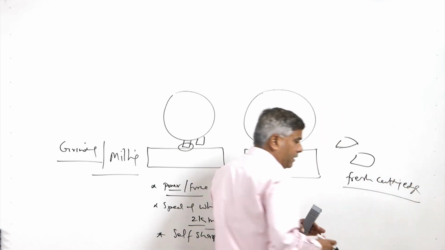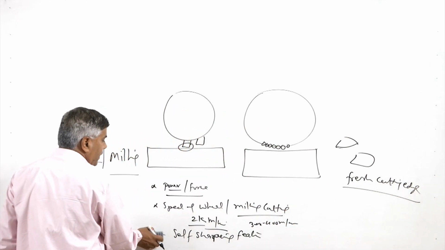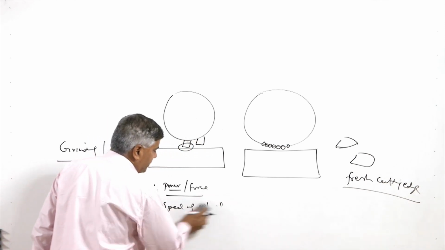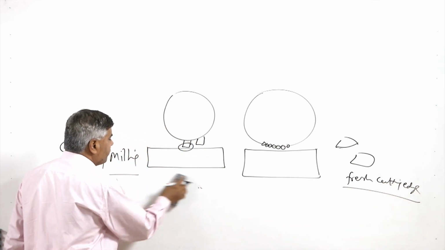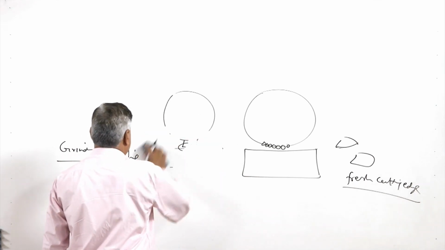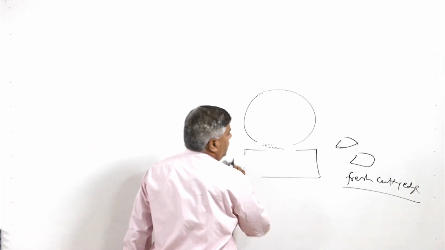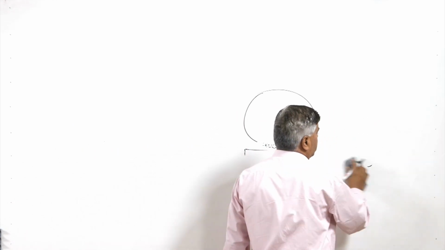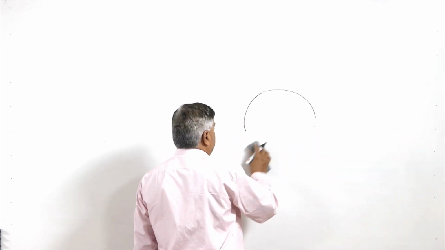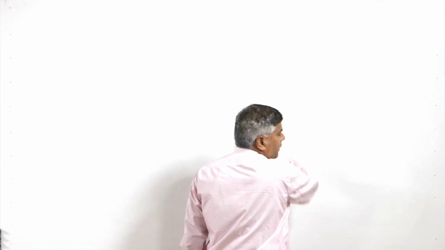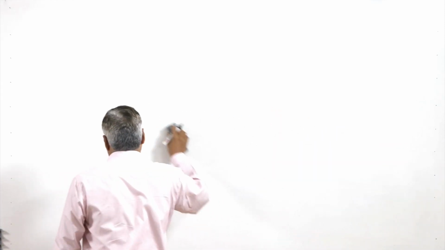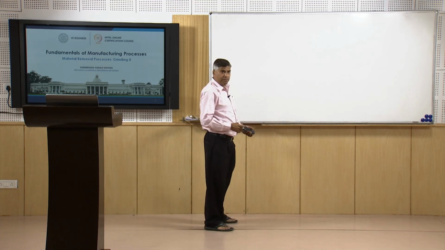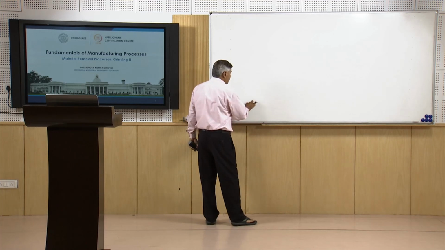So, that in turn helps in improving the grinding performance. This self-sharpening feature is present with grinding but not with milling. So, the number of cutting teeth, the orientation of the teeth, the speed of the wheel or the milling cutter, and the self-sharpening feature are the aspects on the basis of which we can compare grinding and milling.